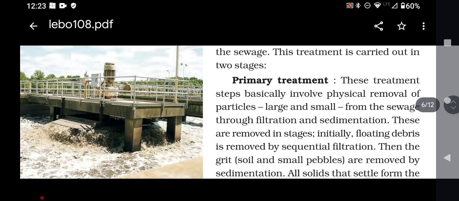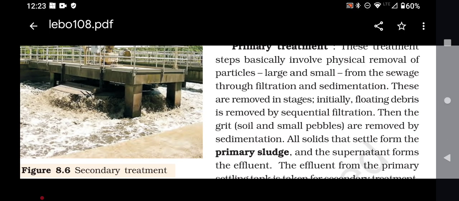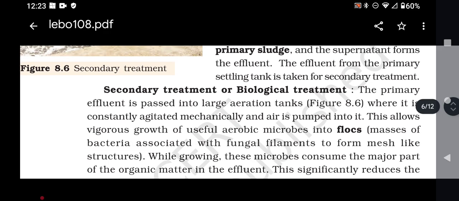Primary treatment. These treatment steps basically involve physical removal of particles, large and small, from the sewage through filtration and sedimentation. These are removed in stages. Initially, the floating debris is removed by sequential filtration, then the grit, soil, and small pebbles are removed by sedimentation. All solids that settle form the primary sludge, and the supernatant forms the effluent. The effluent from the primary settling tank is taken for secondary treatment or biological treatment.